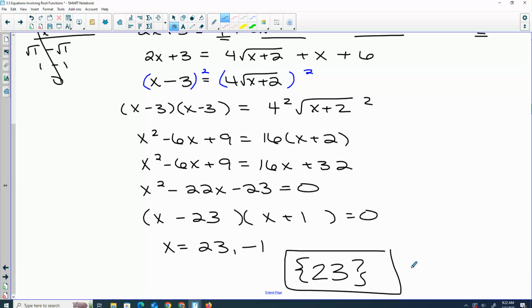What questions do you guys have right there? When it's 2x plus 3 equals, and when we squared it, where's the 2x go? I subtracted over this x and the 6 to get my radical by itself.